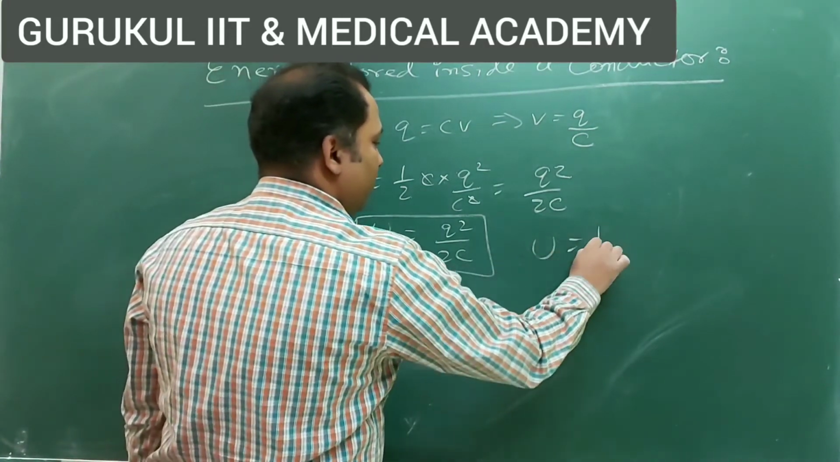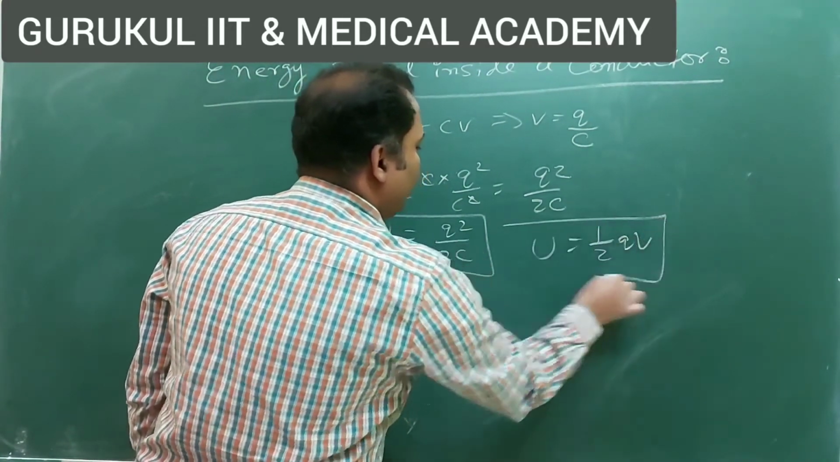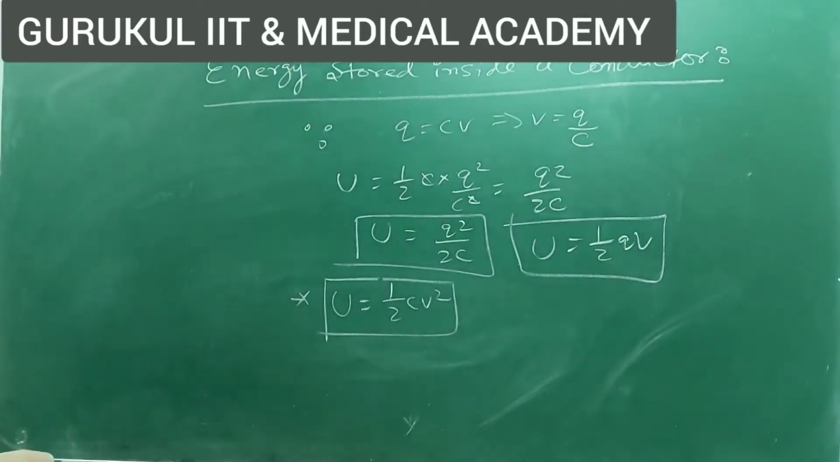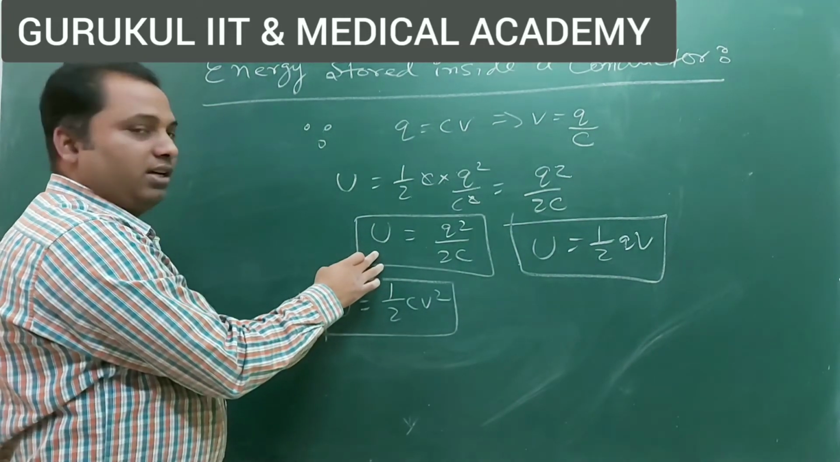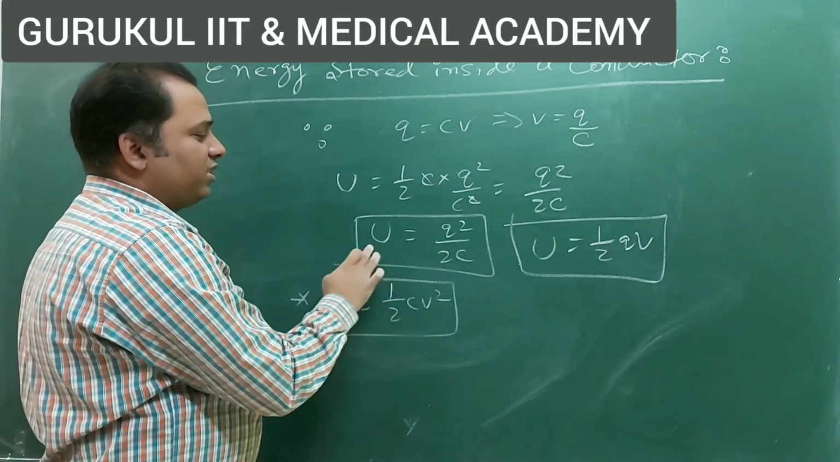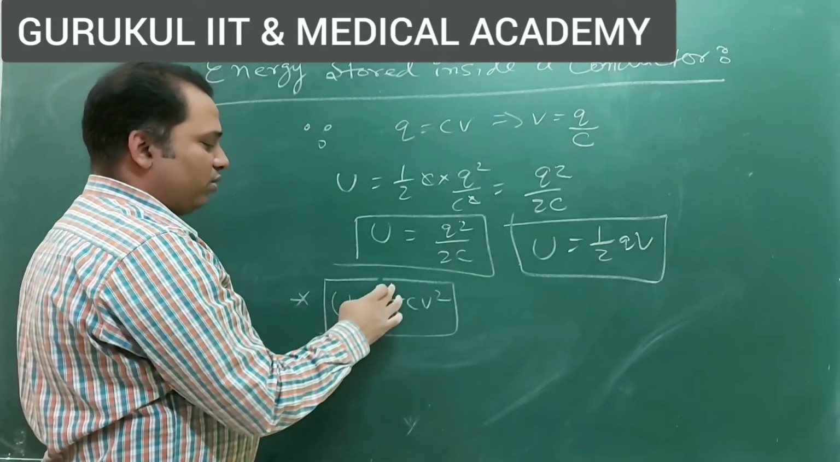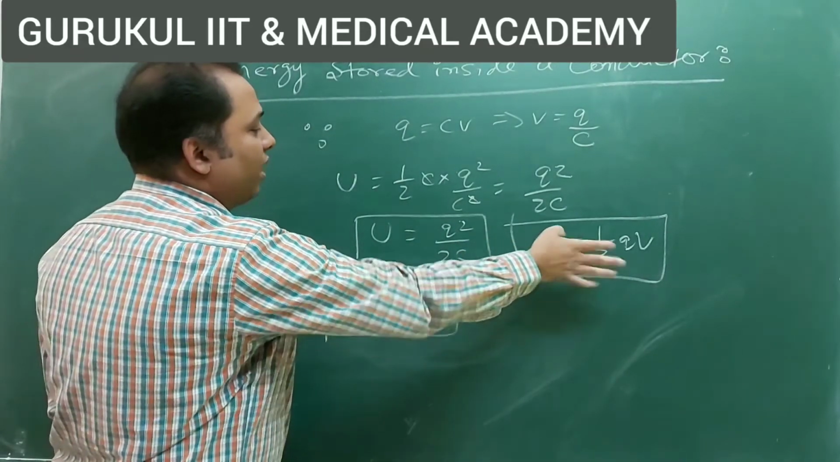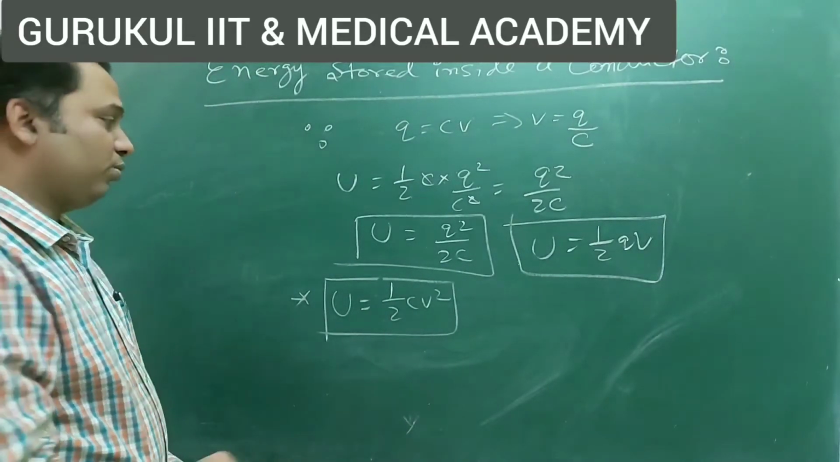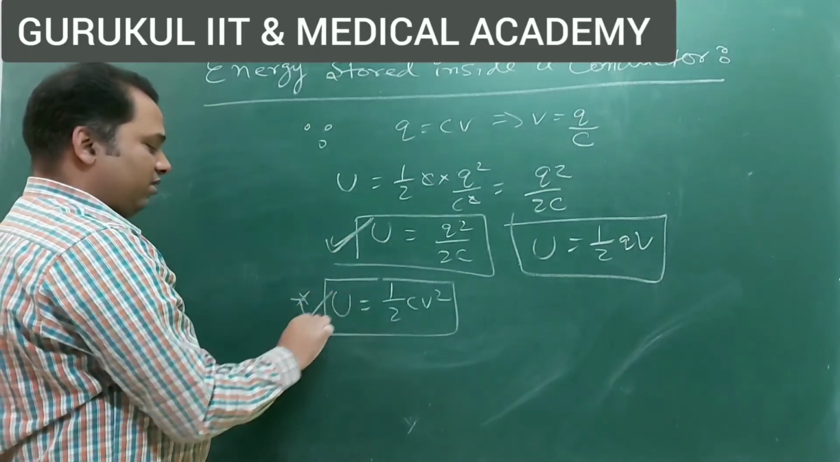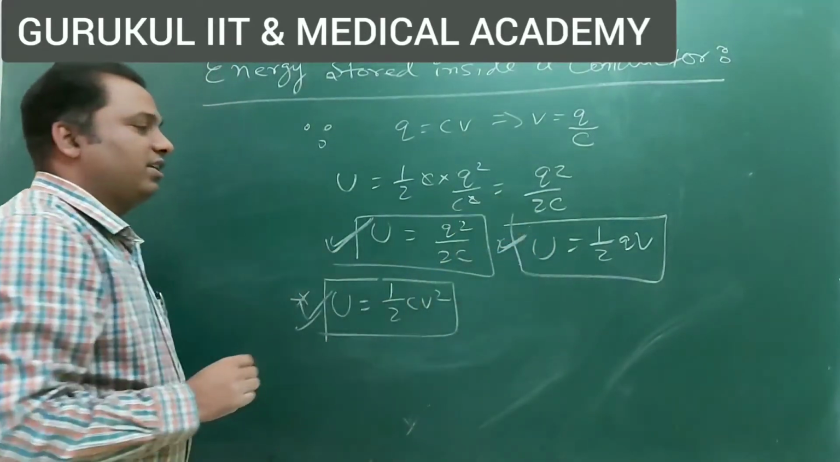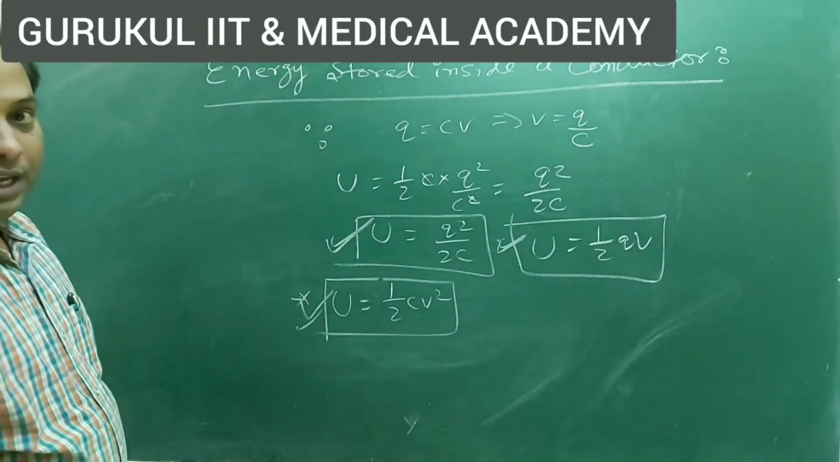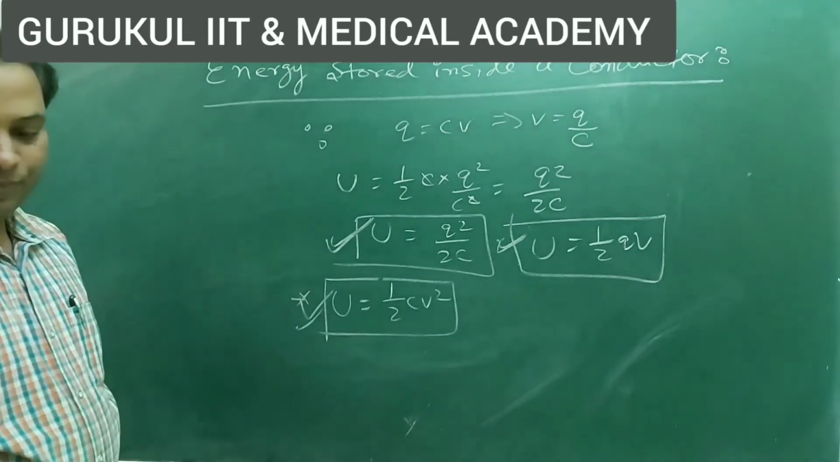And half QV. You have to remember all these three. This is the energy stored inside the conductor. Electrical potential energy equals Q square upon 2C, equals half C V square, equals half Q V. These three are very important, so please remember all three. This is the potential energy stored inside the conductor.